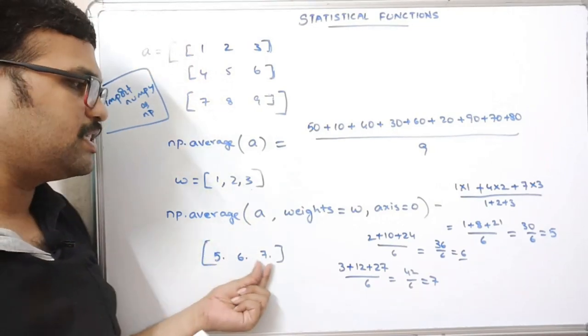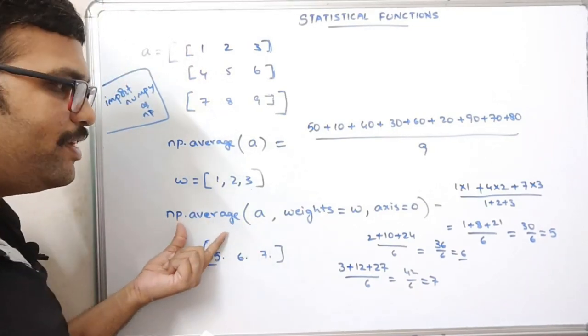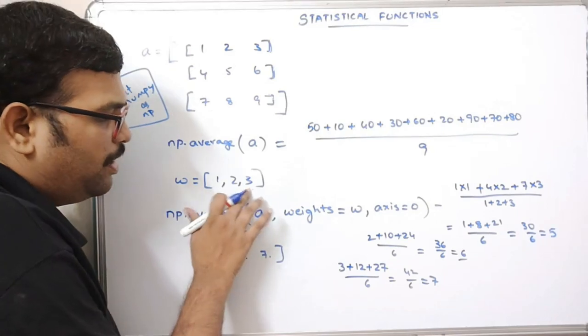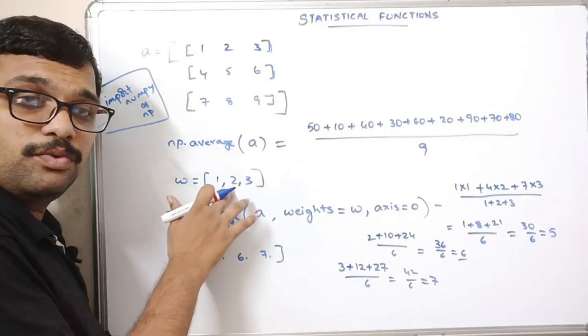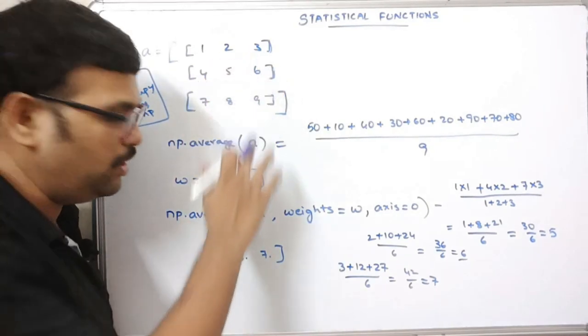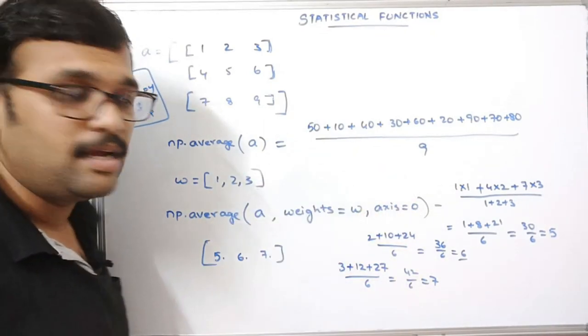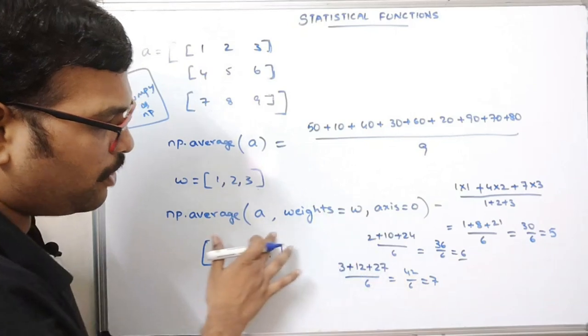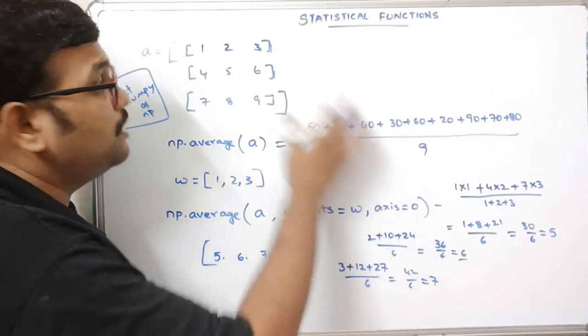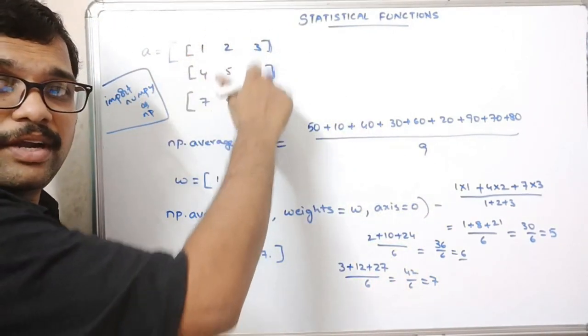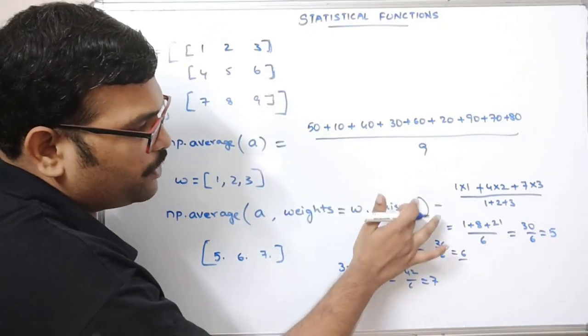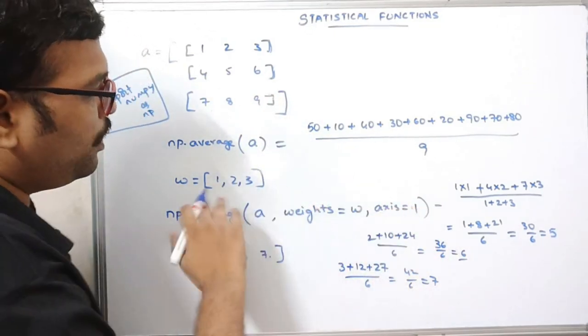So 5 dot, 6 dot, 7 dot will be the answer for this weighted average. First we have to take the weights, which equal the number of elements in each dimension, and then we can calculate the weighted average along the axis. This is for axis 0. So 0 means column operations, right? Column operations. And if you replace it with 1, then row operations.